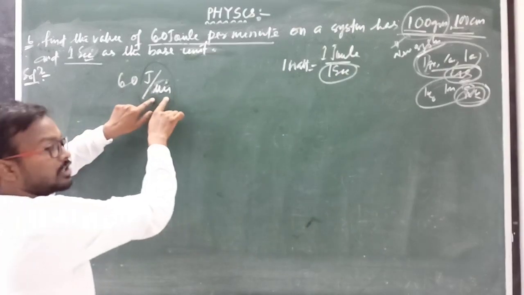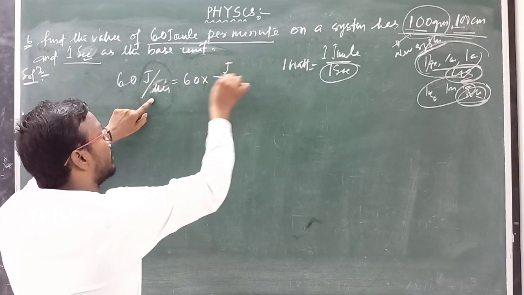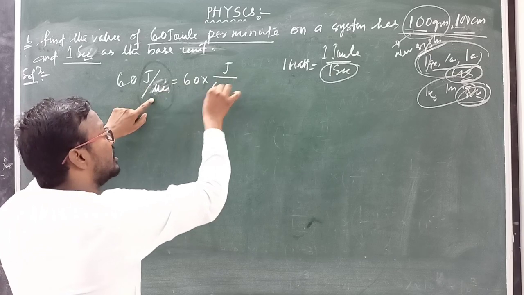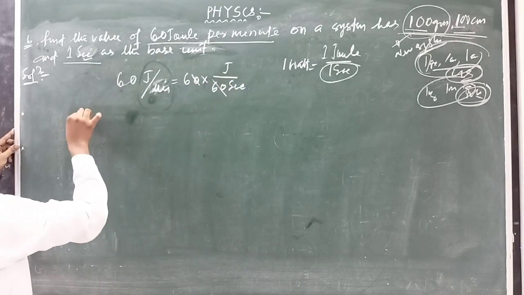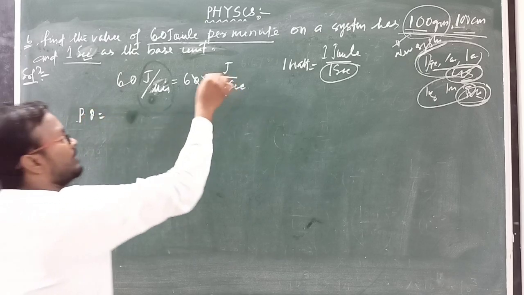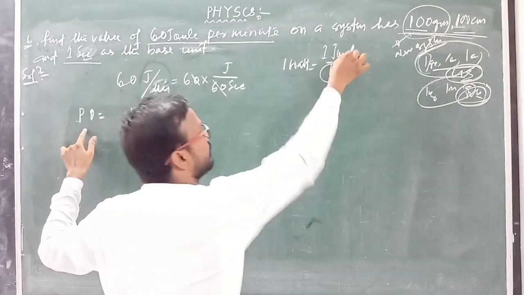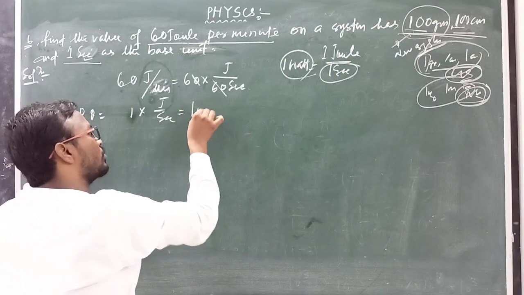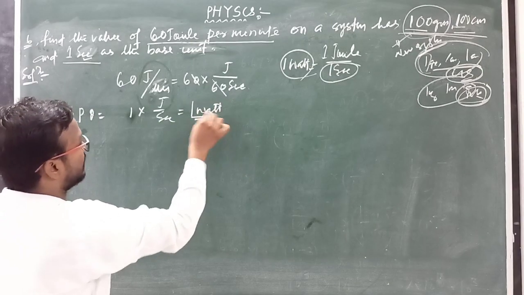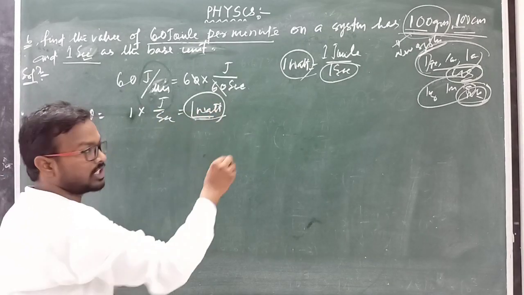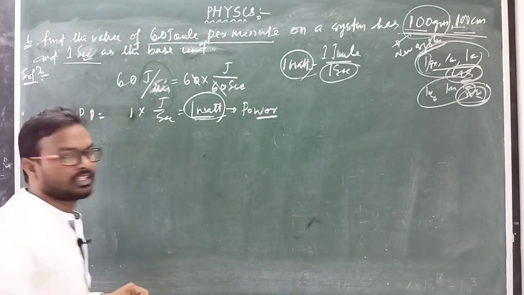But here it is 1 minute, so we have to convert minute into second. So 60 second, 60 cancels. So the physical quantity here we get is 1 joule per second, which is equal to 1 watt. Now we find the physical quantity here: power, because 1 watt is the unit of power. So we have to write here the unit of power, which is equal to watt.